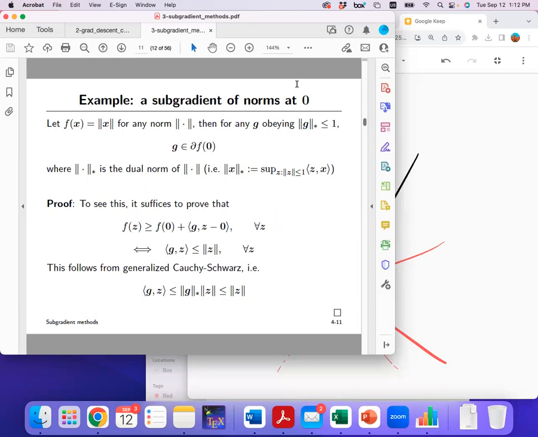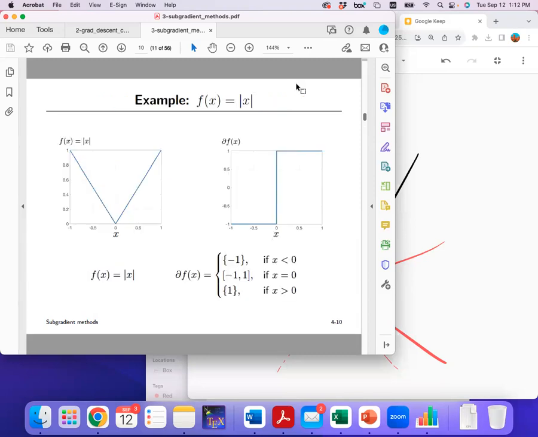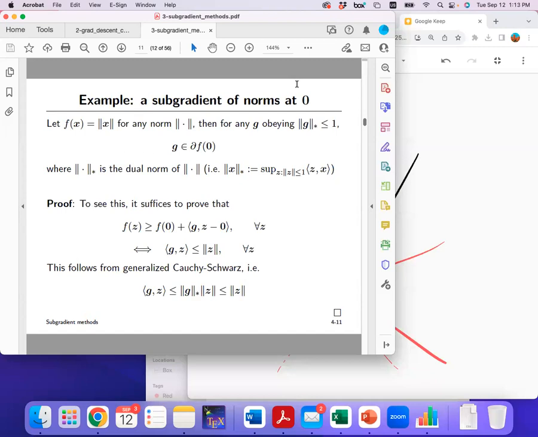If we go to high dimension, now this is x, absolute value of x. This is like the norm of x of a one-dimensional variable. If we go to high dimension, we can also follow the subdifferential definition. So let f(x) be defined as the norm of x for any norm. Here we did not specify the norm. Could be L2 norm, could be L1 norm, could be infinity norm, could be any Lp norm.